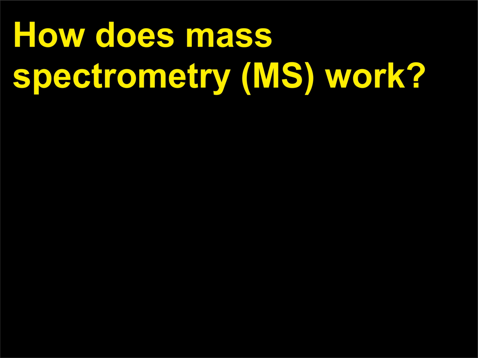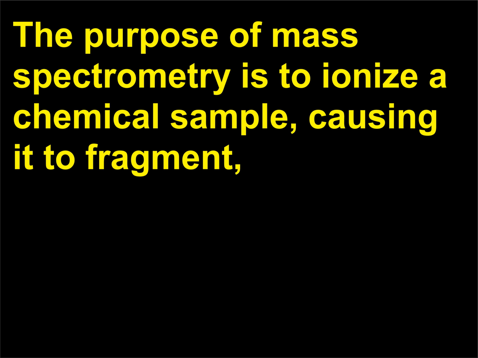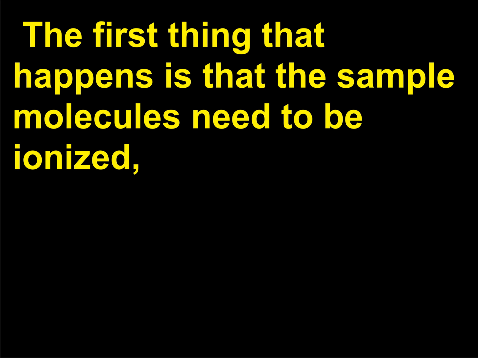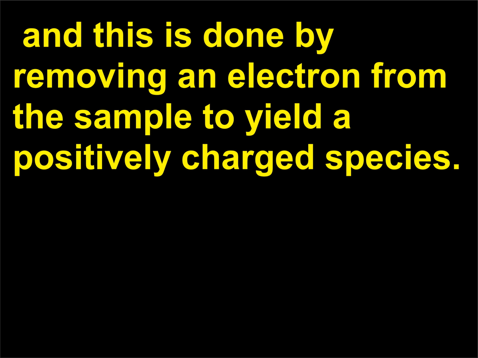How does mass spectrometry, MS, work? The purpose of mass spectrometry is to ionize a chemical sample, causing it to fragment, and to characterize the mass of the fragment ions that form to gain chemical information about the sample. The first thing that happens is that the sample molecules need to be ionized. And this is done by removing an electron from the sample to yield a positively charged species.